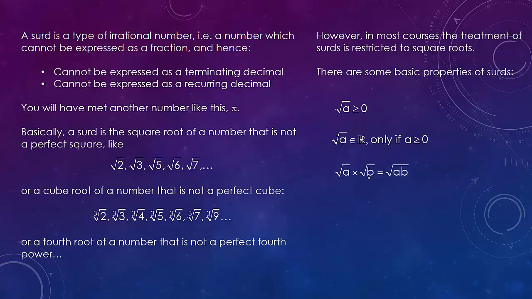The square root of a multiplied by the square root of b is the square root of a times b, and very similarly, the square root of a divided by the square root of b is equal to the square root of a divided by b. These two are important, and you're going to use those in quite a number of questions.